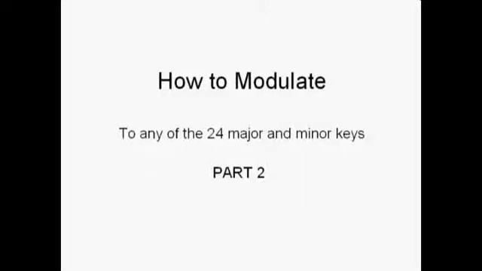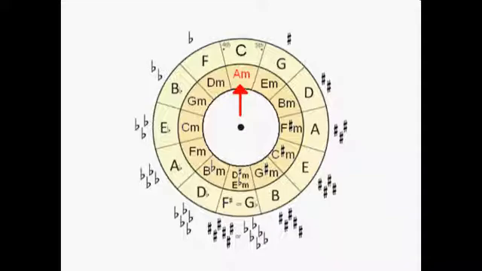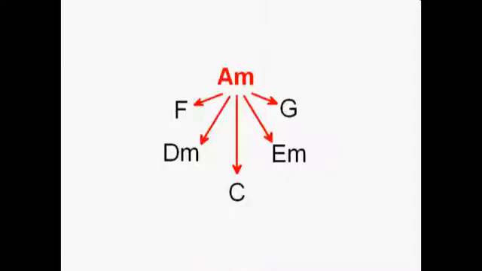This is part 2 of the lesson series on modulation. In this video, I'll describe 5 more modulations to close keys, but this time starting from a minor key. We'll set up modulations from A minor to C major, G major, E minor, F major, and D minor.